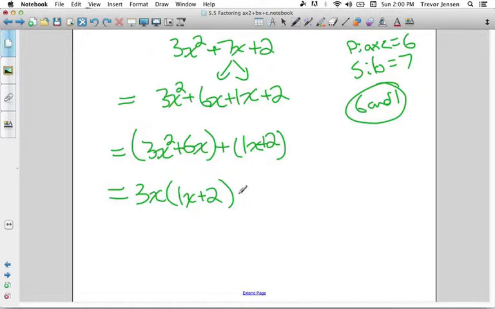And in the other one, what goes into 1x plus 2? Nothing other than 1 goes into both of them. Okay, so just to make it easier visually for what we're about to do in the next step, I'm actually going to write a 1.